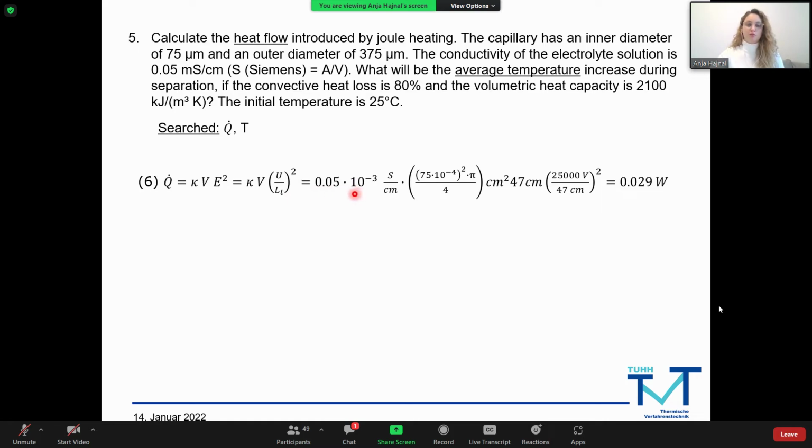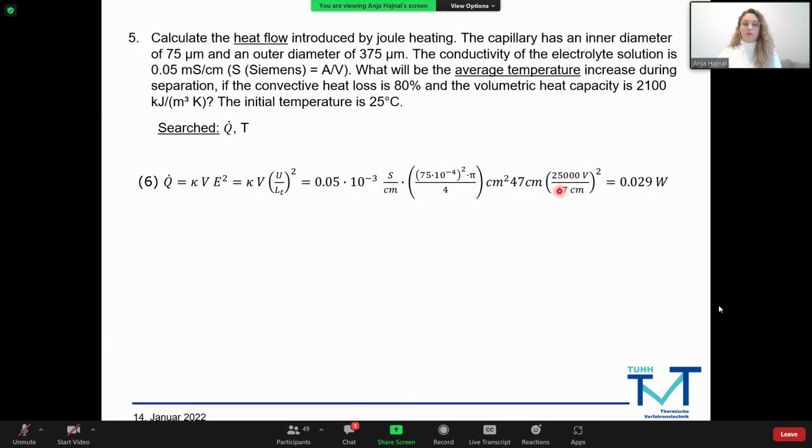So 0.05 times 10 to the power of -3 Siemens per centimeter, -3 because here we had milli. This 75 times 10 to the power of -4, if you see here, is the inner diameter times pi over 4 to get the volume. And this 47 centimeters is all part of the volume to get the volume of the capillary. So the 47 centimeters is its length, and this part comes from this part of the formula.